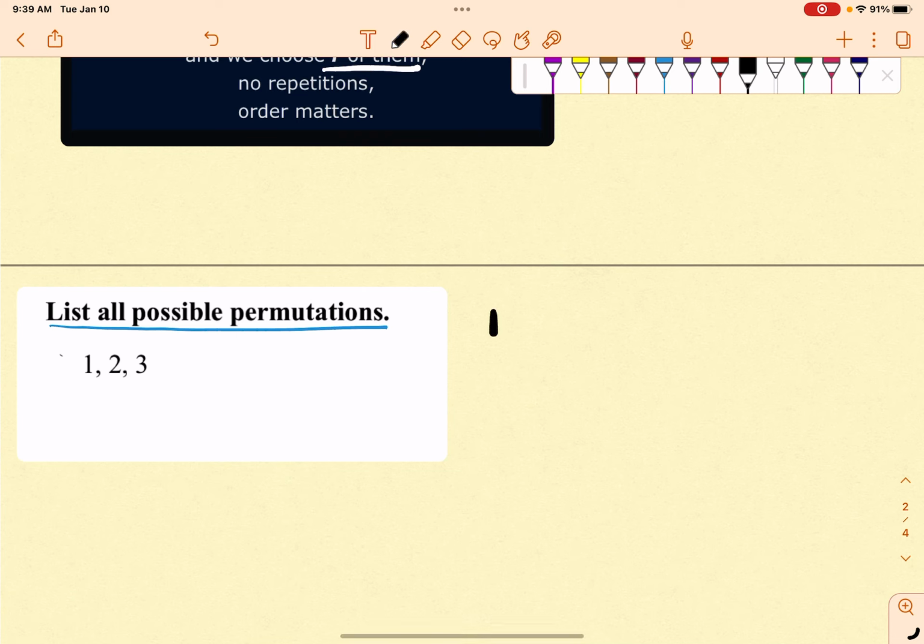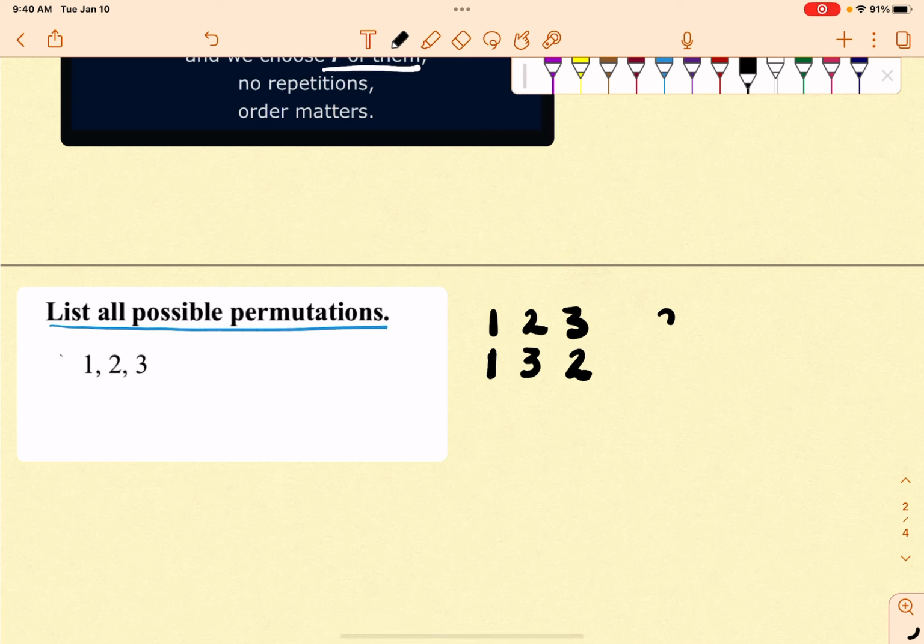So 1, 2, 3 is one way to write them. It's the only way in which 1 goes first, 2 goes second, and 3 goes third. Now, if 1 is first, the only other combination you could have is if I get 3 and then 2. So those are the only combinations you can have where 1 is first.